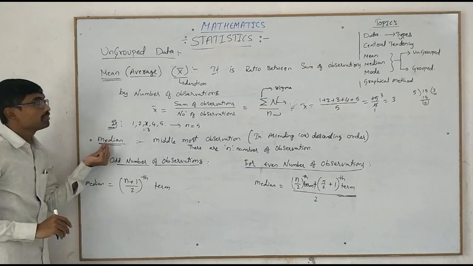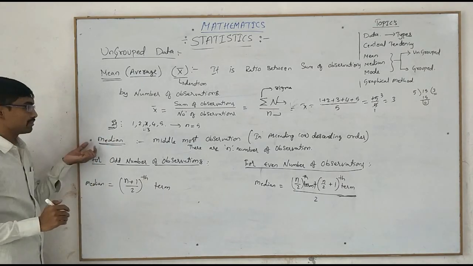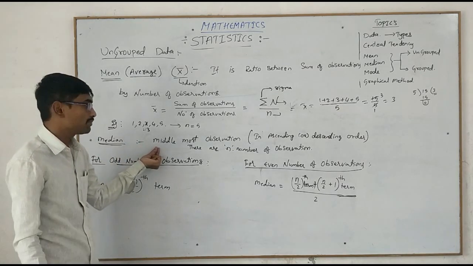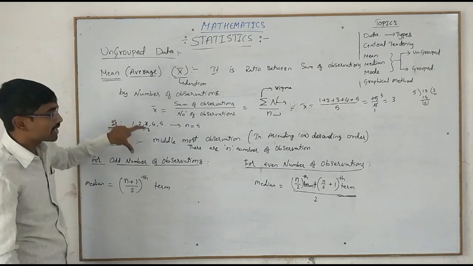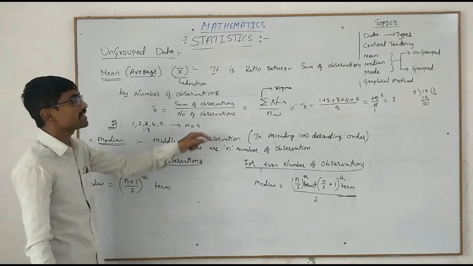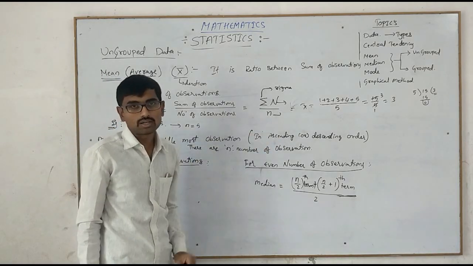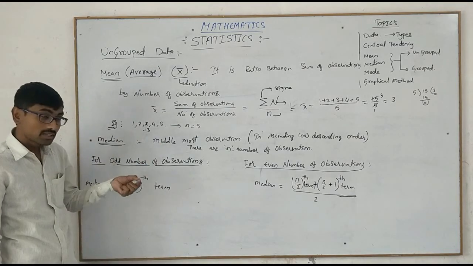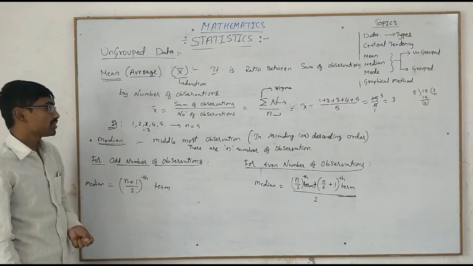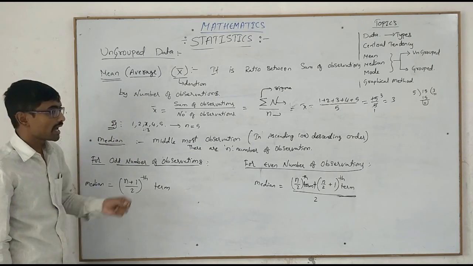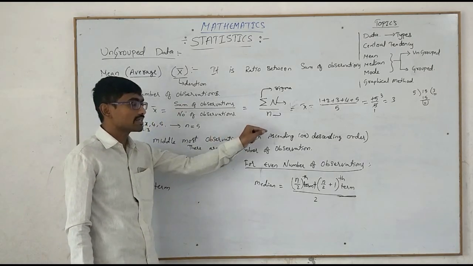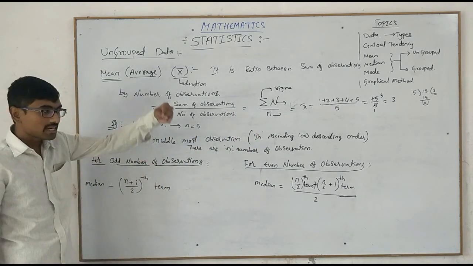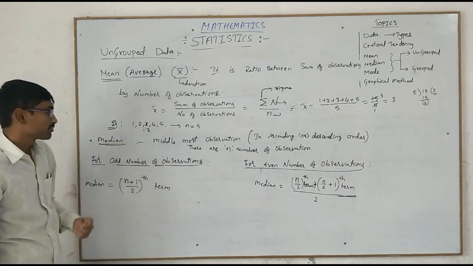Next, finding the median of ungrouped data. What is median? Median is the middlemost observation. For finding the median of the data, first we have to arrange the observations either in ascending order or descending order to get a perfect answer, so that the exact middlemost value will be obtained.